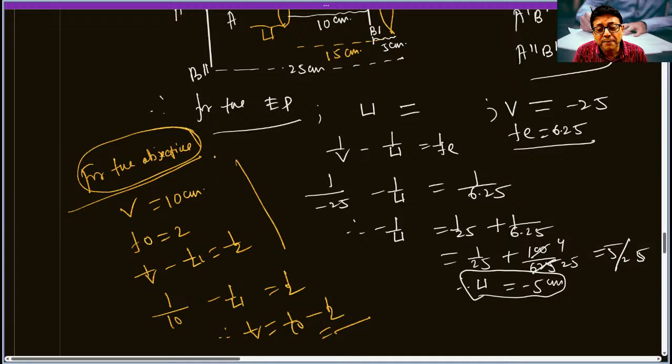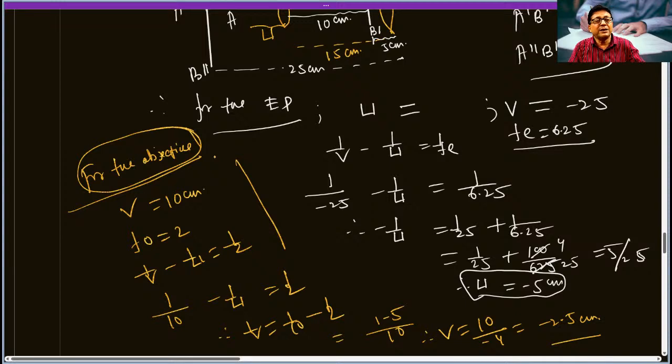So this will be what? Take the LCM. 10. 1 minus 5. Just calculate. This is going to be 2.5. Okay. Clear? So this was the question.